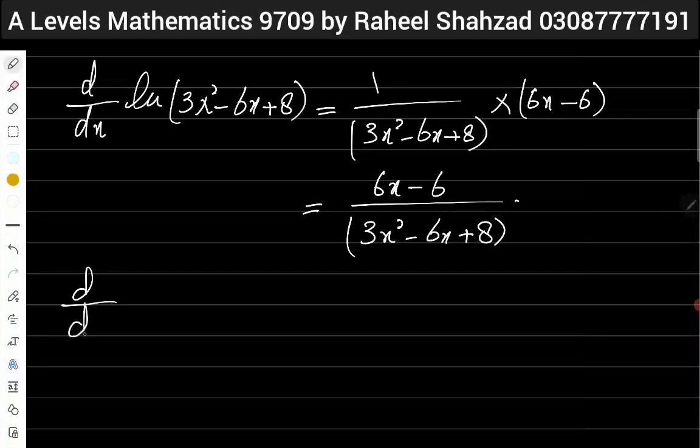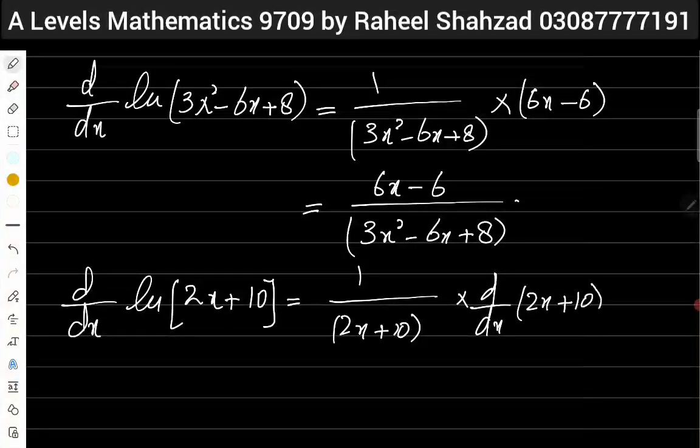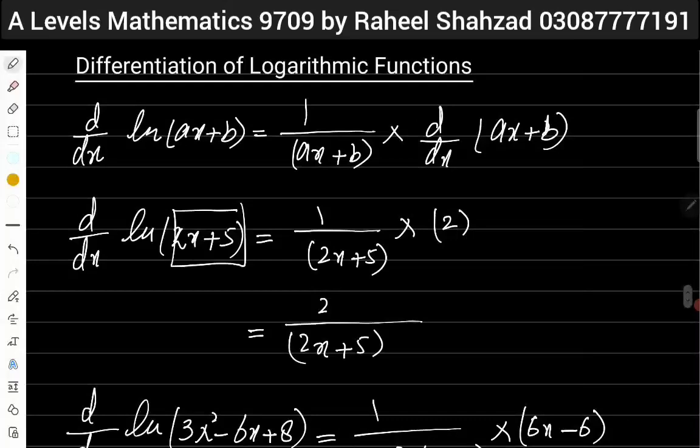So let's have another question, the derivative of natural log of 2x plus 10, that is equal to 1 divided by 2x plus 10 into the derivative of the angle, that is 2x plus 10. So this will become 2 divided by 2x plus 10, right? So this is how we differentiate a logarithmic function. It is simply natural log of ax plus b. So its derivative is going to be 1 divided by the angle into the derivative of this angle, right?